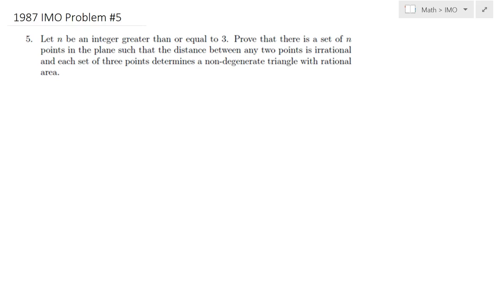Hello everybody, in this lecture we will be solving 1987 IMO problem number 5. Here is a view of this problem. We would like to show that there is a set of endpoints in the plane such that the distance between any 2 points is irrational, yet any 3 points determine a non-degenerate triangle with rational area. So the side lengths are irrational, yet the areas are rational for all n choose 3 triangles possible.